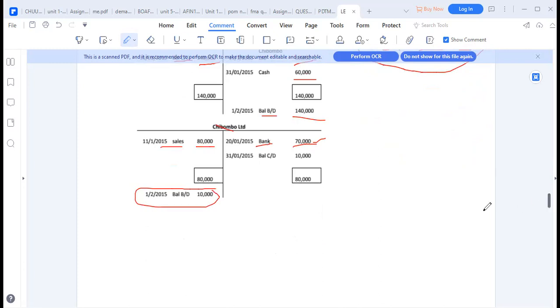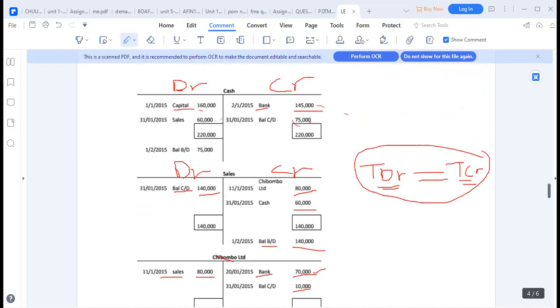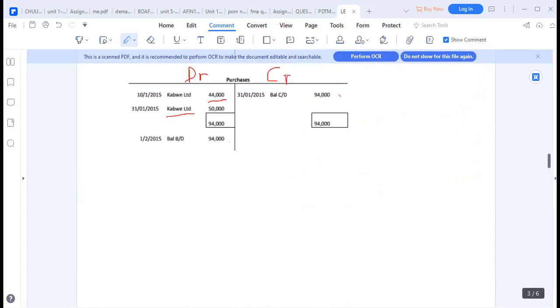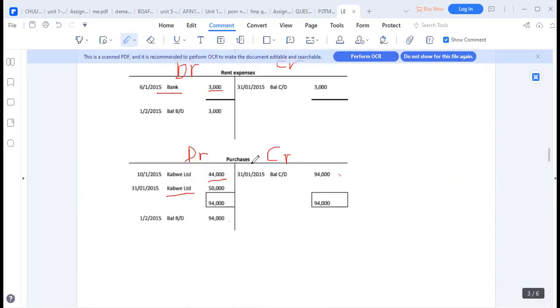Okay, that is the balancing figure here. We just balanced it here. We have to look at where the excess should be. The purchases, we can see the total here is 94,000. Balancing figure is 94,000 because the total debits. So the purchases are still showing a balance figure of 94,000.